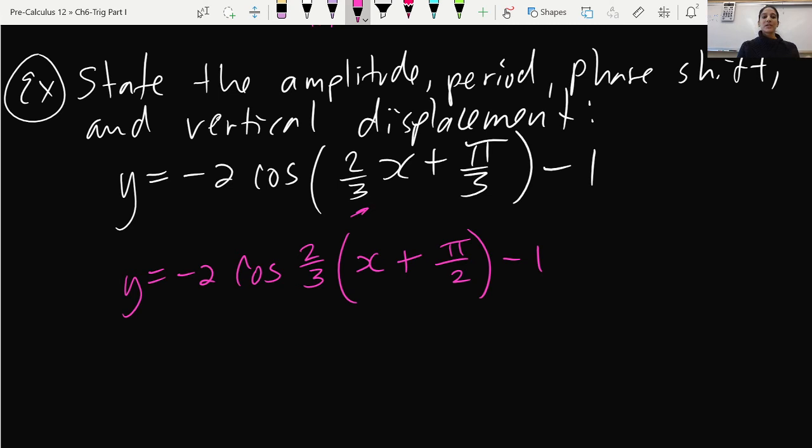So now I'm able to look at this and analyze and pick out the things that I need from here. So it said state the amplitude. Okay, so I know where to look for the amplitude. The amplitude I would get from right here. So I would say that my amplitude is equal to 2 because it's always the absolute value. Because it's a distance. So we just take the positive of that.